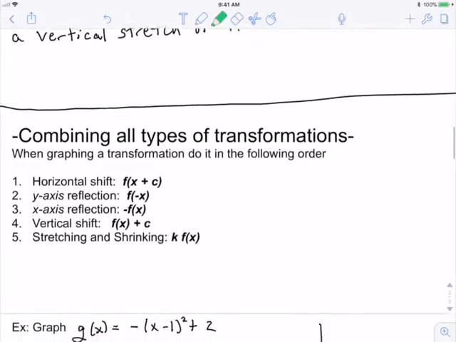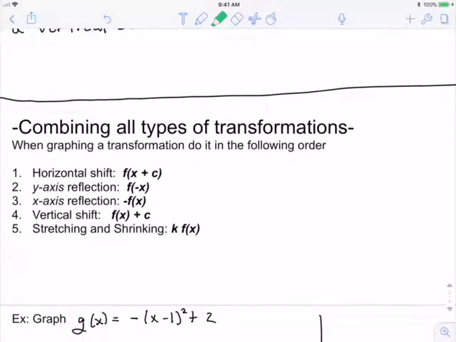So now, let's try combining all of our rules in one example. Now, if you're given a function and you want to know how to graph it and it has a lot of transformations, then I would recommend doing them in the following order. Start by looking to see if you have any horizontal shifts and mark those off on your graph. Then do any y-axis reflections, followed by your x-axis reflections. Then do vertical shifts, and once you've taken care of all of that, then you can start stretching and shrinking your graph by whatever k you're multiplied by.